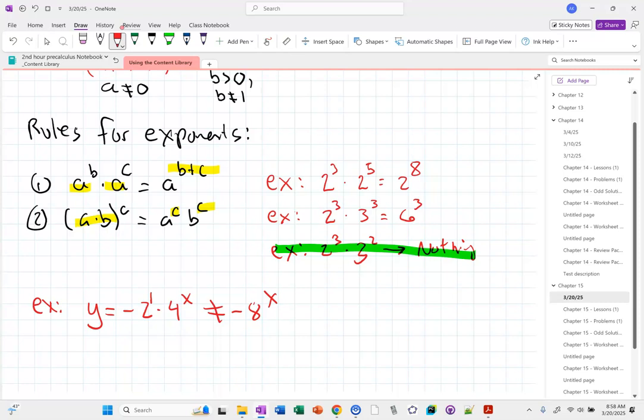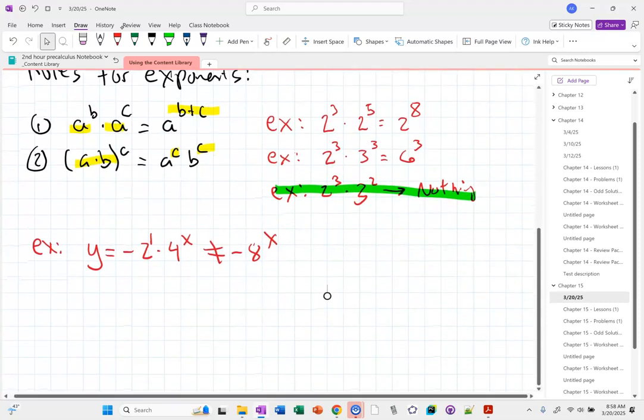The base for -2, one of the bases is 2, the other base is 4, so we can't add the exponents either. There's no simplification that can be done for an exponential function that looks like this. Do you guys see that? I mean, there is a way to do some simplification here, but it's beyond the scope of what I would ask you to do.